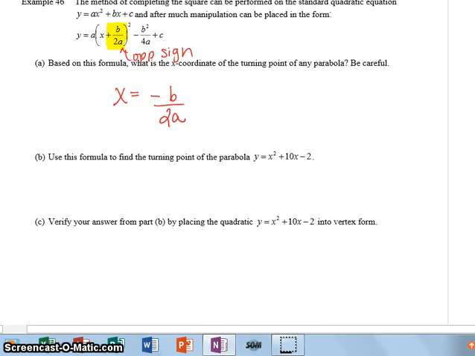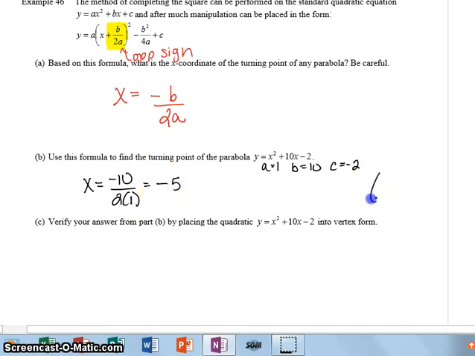Part B, using this formula to find the turning point of the parabola. I always take the time just to identify what my a, b, and c are. So a is 1, b is 10, c is negative 2. So ready? x is equal to the opposite of b over 2 times my a. So that's negative 10 over 2, which is negative 5.